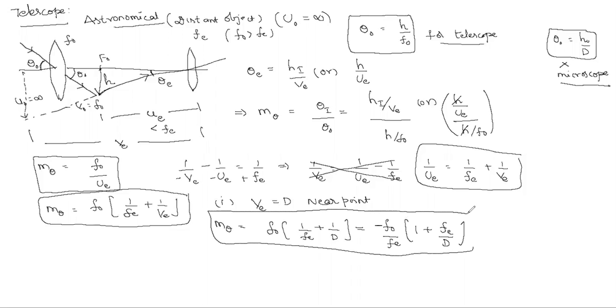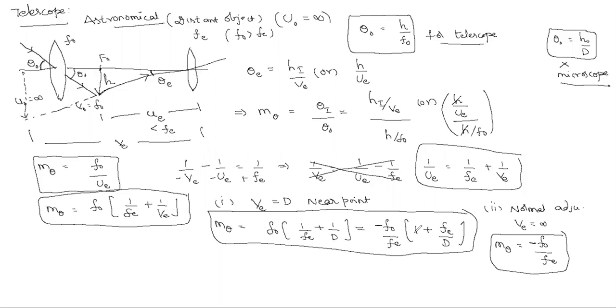Now the second one is normal adjustment, also called relaxed adjustment. In this case, what do you write? VE is infinity. Then you will get m theta equals minus FO by FE. That's it. Since the image is inverted, we are taking minus. This is the magnification at normal adjustment, and that is the magnification at near point adjustment.